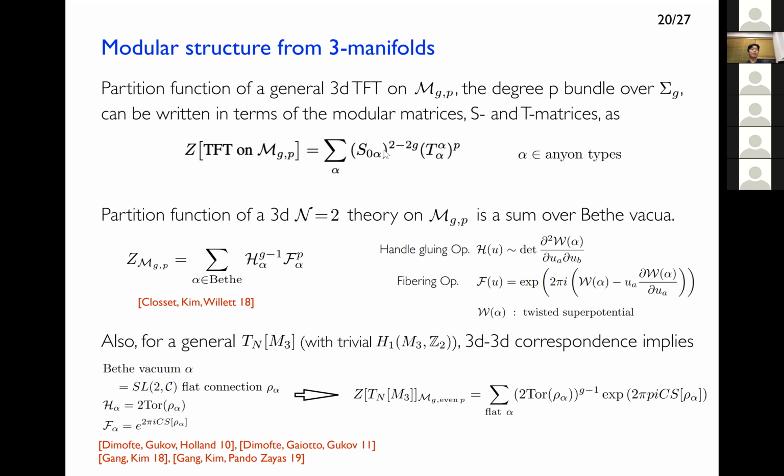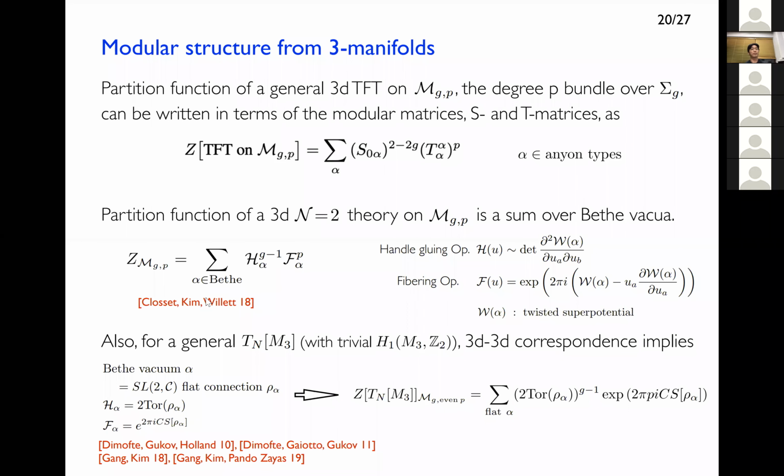Here alpha is the anyon type. And quite interestingly, we have a similar formula for the partition function of the N=2 supersymmetric theories like this, when they are topologically twisted on the same space. And in this case, the sum is over all beta vectors of the supersymmetric theory. And here, H is called the handle-gluing operator, W is the twisted superpotential, and F is called the fibering operator. Okay, and this formula was computed in this paper using supersymmetric localization.